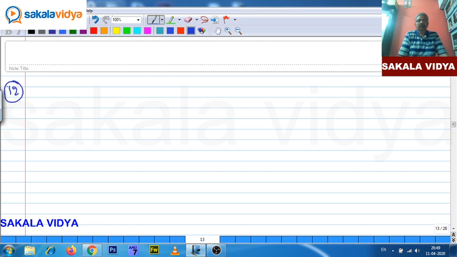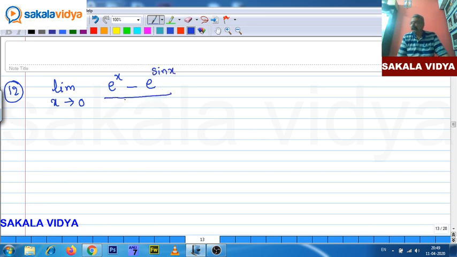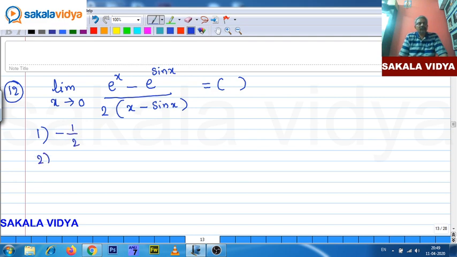So, the 12th question: limit x tends to 0 of e power x minus e power sin x upon 2 into x minus sin x equals to, first option minus 1 by 2, second option is 1 by 2, third option 1, fourth option 3 by 2. This is the question.